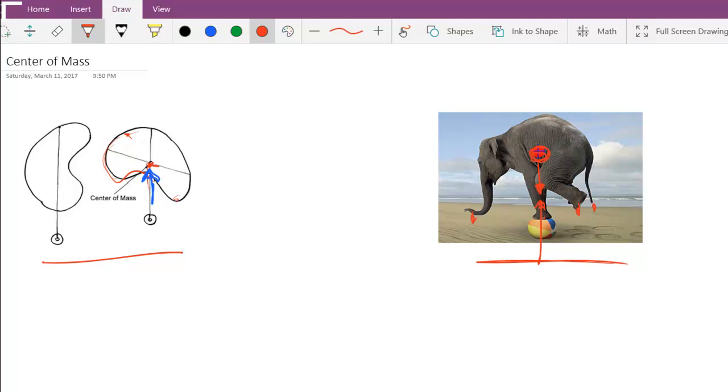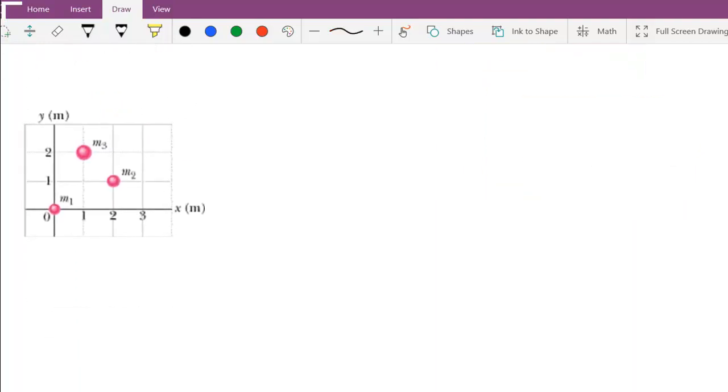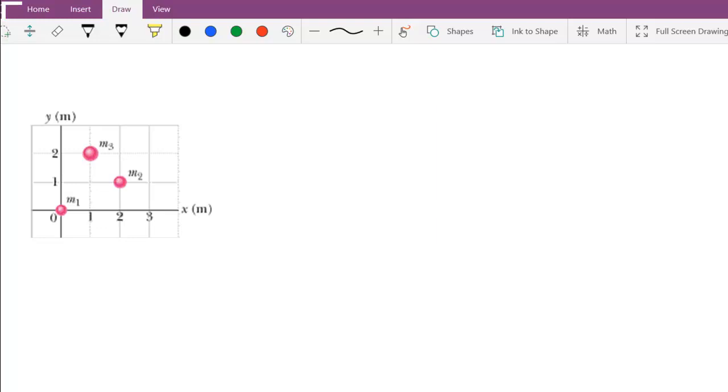We'll get into this in a lot more detail when we talk about torque, but this is the importance of the center of mass. To calculate the center of mass, it's just a mass weighted average. In this example, say we have three point masses. What I mean by a point mass is that it has absolutely no size. Mass 1 has no size, it's all located at a point, but it does have a mass.